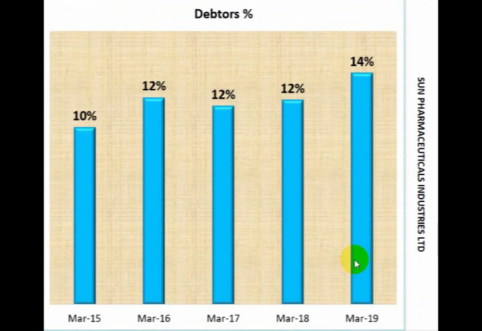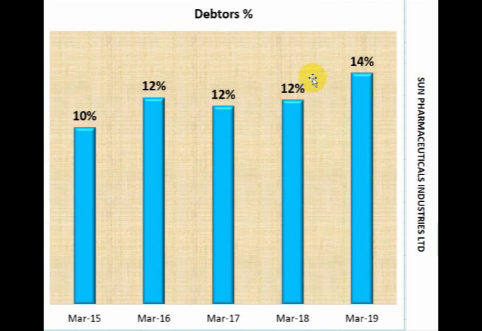Next, we'll look at the debtors percentage, or the amount of accounts receivable from customers to whom the company has to collect payment from for goods and services which are sold on credit. So basically debtors should not exceed 30% of the total balance sheet size. Here in almost all of these years, the debtors as a percentage of total assets have never increased above 15%.